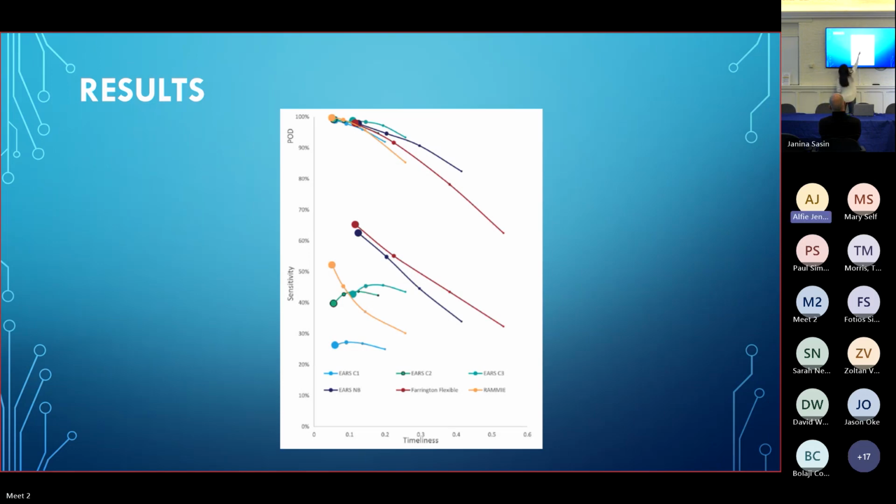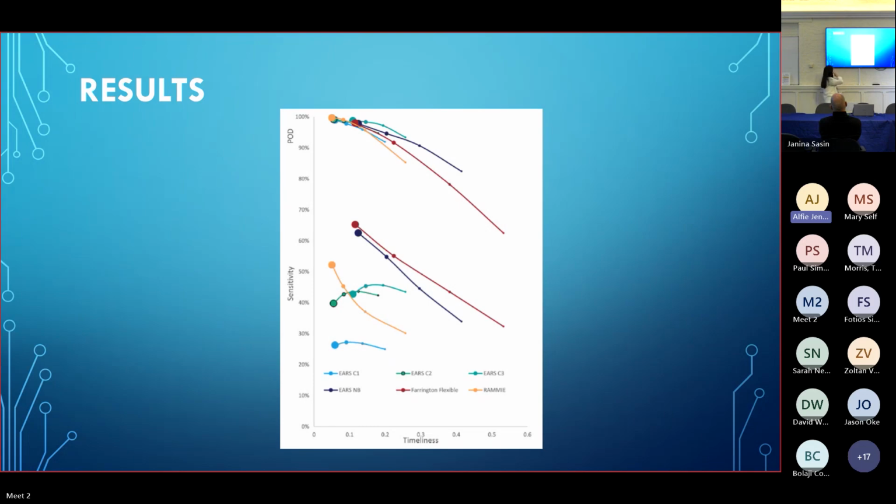So if you look at the sensitivity, different colors for different algorithms, you can see that Farrington Flexible has the highest sensitivity, whereas UC1 has the lowest one. RAMMIE over here has a high enough sensitivity and better timeliness than Farrington Flexible. The EARS have good timeliness, but not good sensitivity.